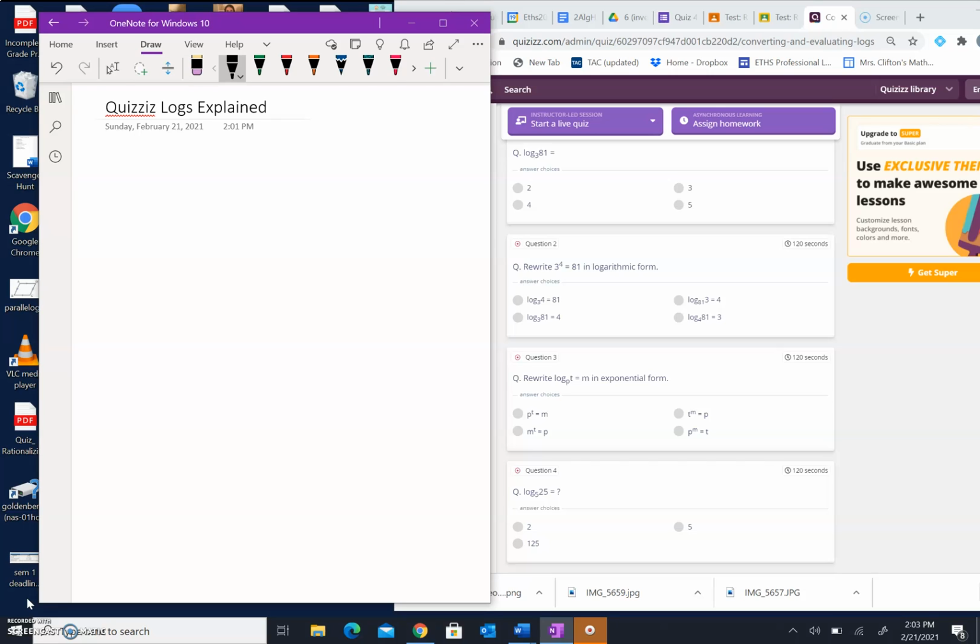So the first one is log base 3 of 81. And remember, the big goal of this is just to get comfortable going back and forth and rewriting logs and exponentials. So log base 3 of 81 equals what? Remember, if we think about that circle method, this is saying 3 to what power is 81? So this is what it's saying in words.